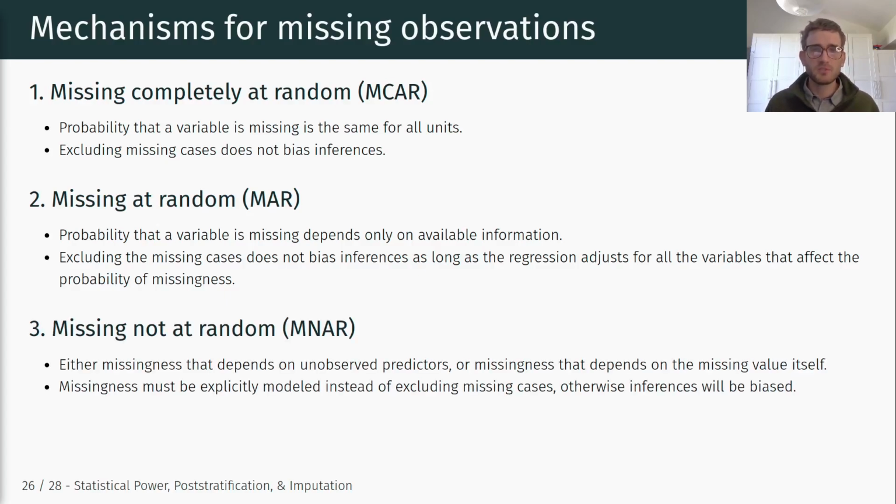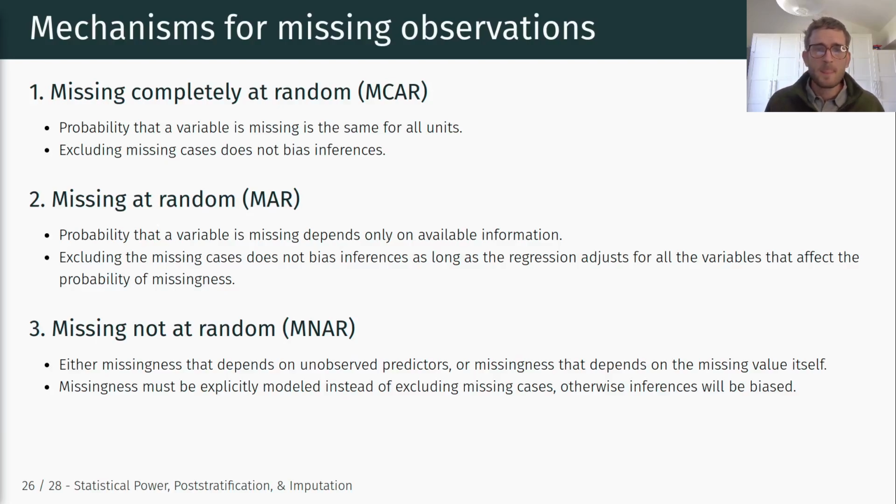The third and most difficult and problematic category is missing not at random. And this can basically mean two things. Either the missingness depends on unobserved predictors. So again, whether or not an observation is missing depends on some other characteristics, but that characteristic itself is not included in our data. Okay, so we can't condition on it, and so we run into problems.